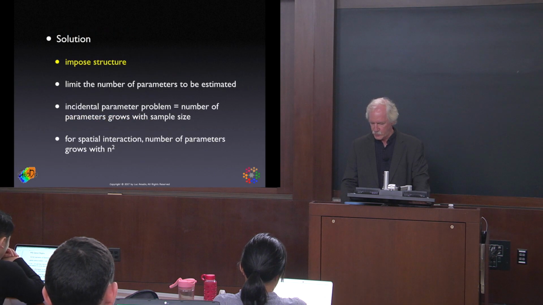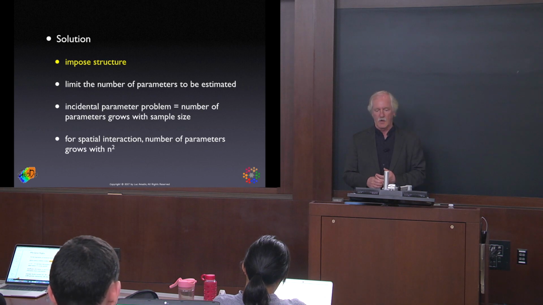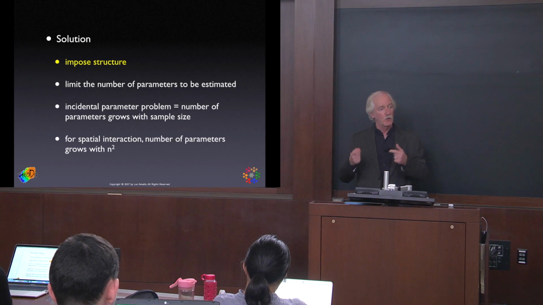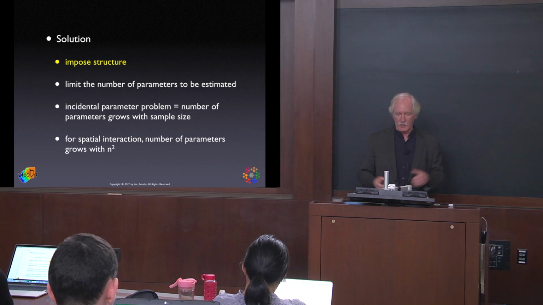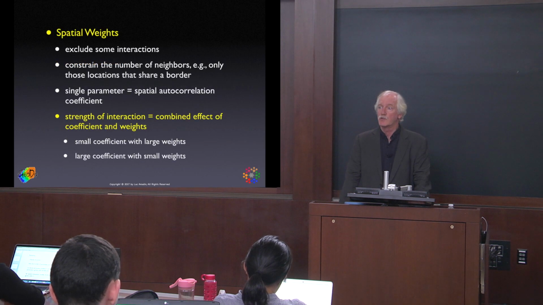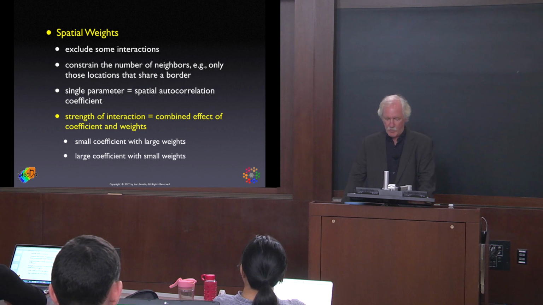So as I mentioned, the solution is structure. We limit the number of parameters that are estimated. As I mentioned, asymptotics don't help us. We have what we call an incidental parameter problem, which is where the number of parameters grows with the sample size, so you don't gain anything. So we get these weights, and the weights constrain the number of neighbors, say only those that share a border, which is a very easy criterion. There's only 1 parameter, the spatial autocorrelation coefficient or the spatial autoregressive parameter.